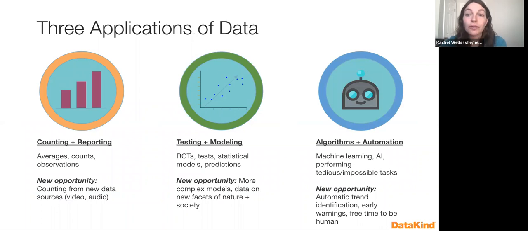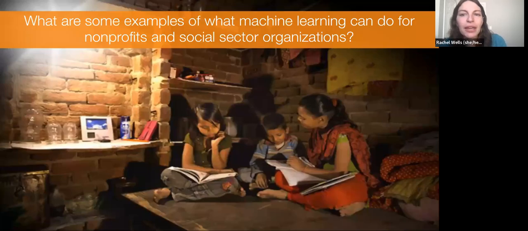So first, counting and reporting is an essential first step for all organizations on a data journey. Next, testing and modeling. It's popular for predicting the future or identifying the impact of a program with a randomized control trial. Finally, once you've got the statistics and, importantly, the ethics down, you may consider asking yourself what can be automated through machine learning or AI. So ask yourself, what can a computer do so that we can free up more time for humans to be humans?